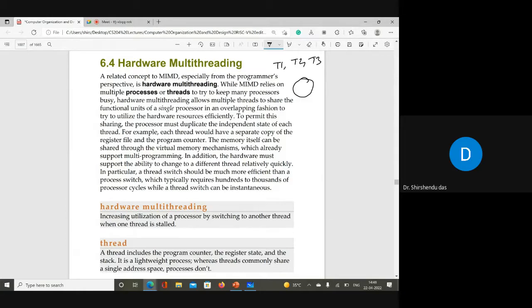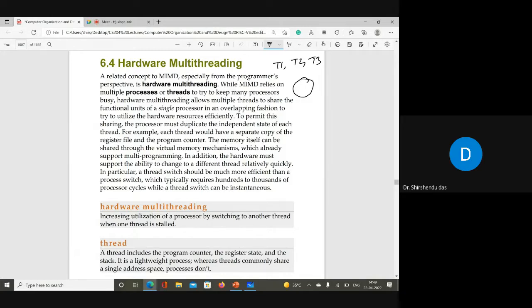But if one thread is executing, and that thread is now idle, it's not doing anything, or it is facing a cache miss, so it will take some time. In that case, maybe we can replace T1 with T2. So T2 will execute, and then if T2 is also waiting for some data, then maybe you can execute T3 also. This is called multi-threading. If you have a single core, but you are running multiple threads in a round robin fashion.